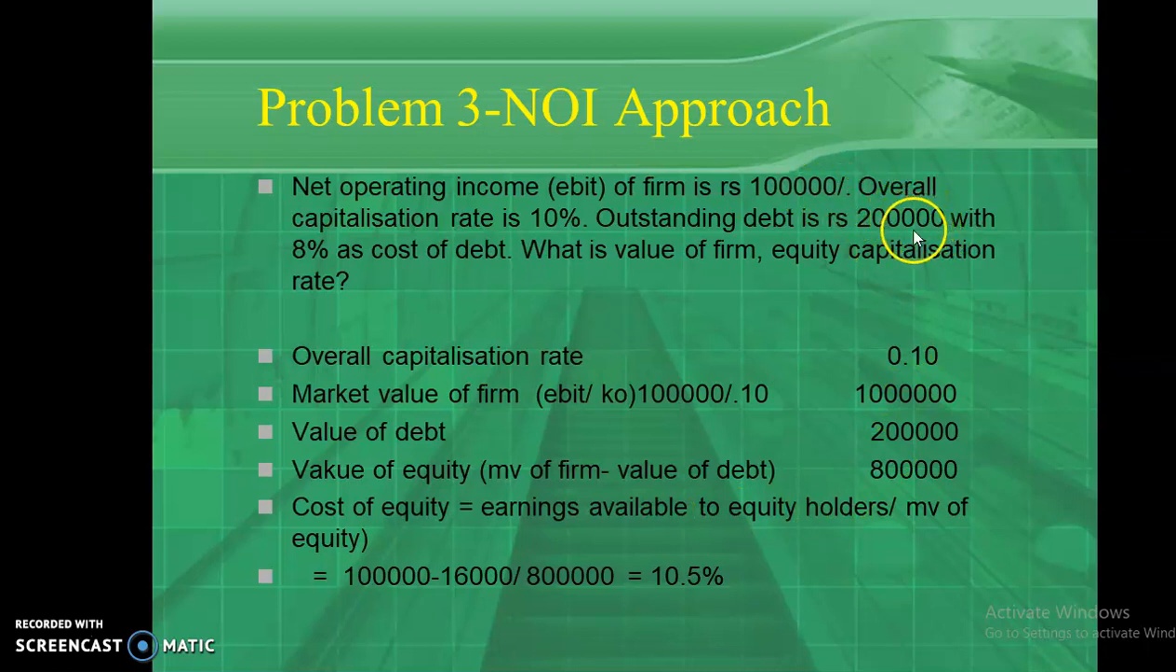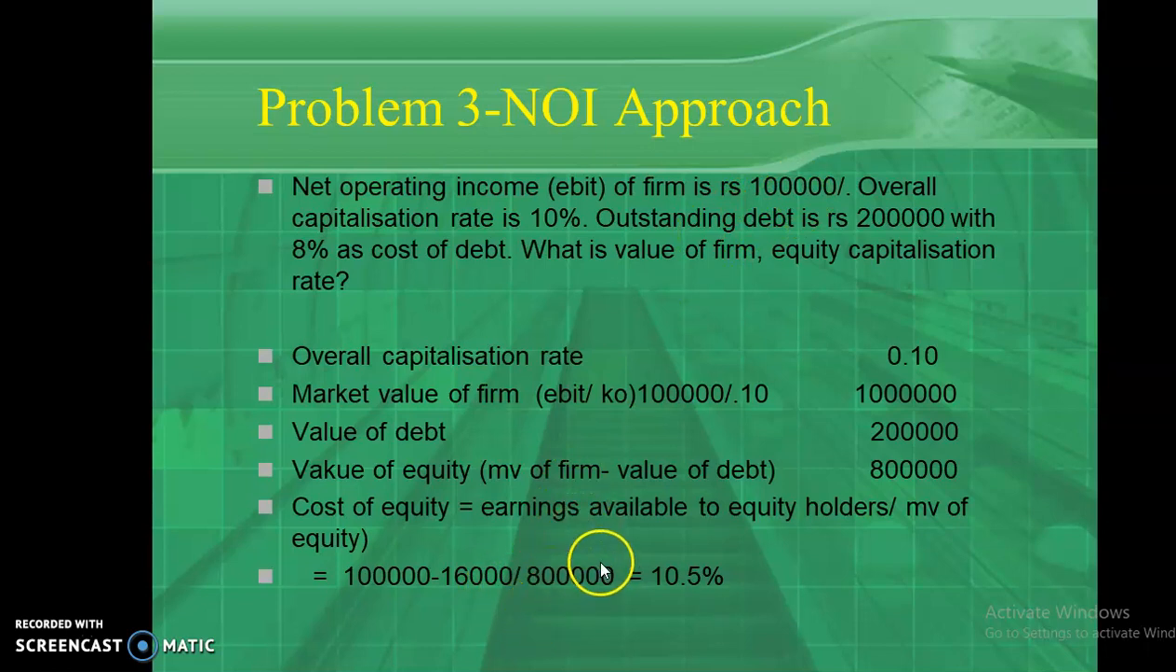Interest amount is 2 lakh into 8%, 2 lakh into 8 by 100. You will get 16,000 interest. So this 16,000 is deducted from net operating income, and that is known as net income. So 1 lakh minus 16,000, that's the net income.